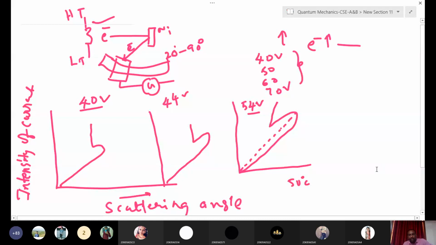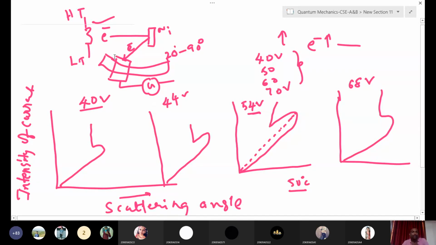Now if you increase the voltage further, what happens? The bump size is decreasing. Suppose at 68 volts, the bump size is decreasing. Why? At 54 volts and 50 degrees, we are getting the maximum intensity of the current.